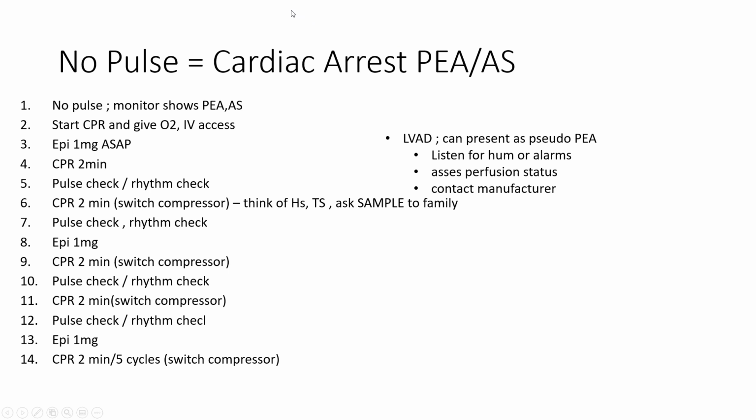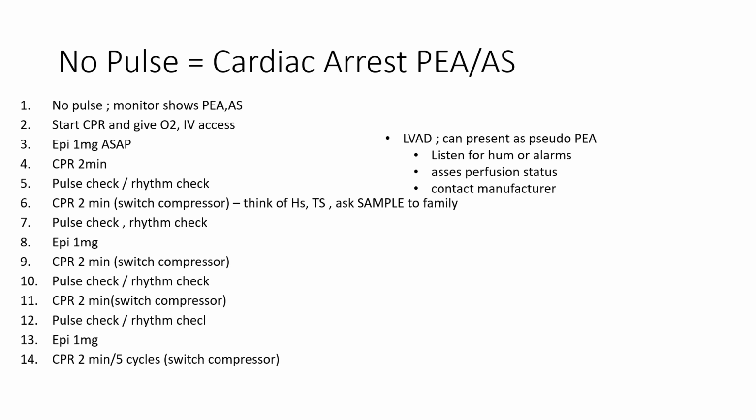Next rhythm sets we're going to talk about is PEA and asystole, and we'll run through a similar code set as we did before. So you get them, there's no pulse, the monitor shows PEA, asystole. Start CPR, give O2 and IV access. Now before, in our pulseless VTACH and VFIB, we wanted to shock them as soon as possible. Here we want to give epi as soon as possible. So we give epi 1 milligram. There is no shocking in PEA asystole, okay?